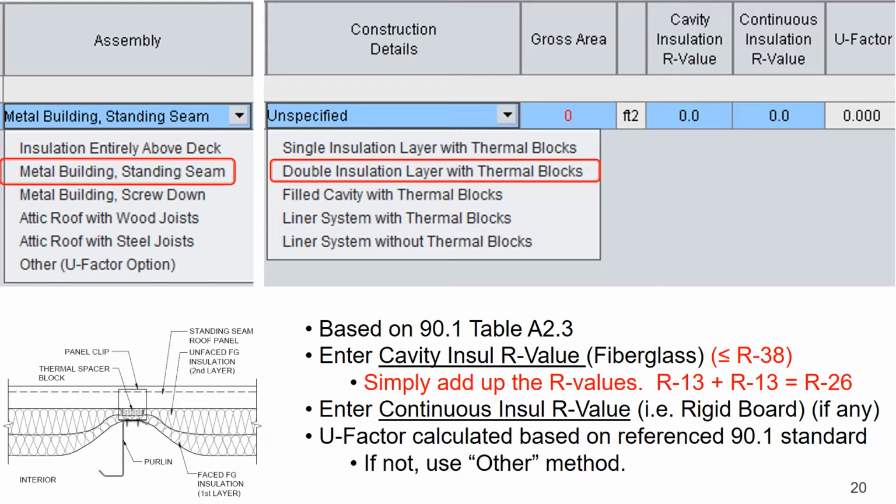And if you have continuous insulation, you can also add that, and that would change the U factor. You can always refer back to Table A2.3.3 out of ASHRAE Standard 90.1 to verify if the U factors align with your expectations.